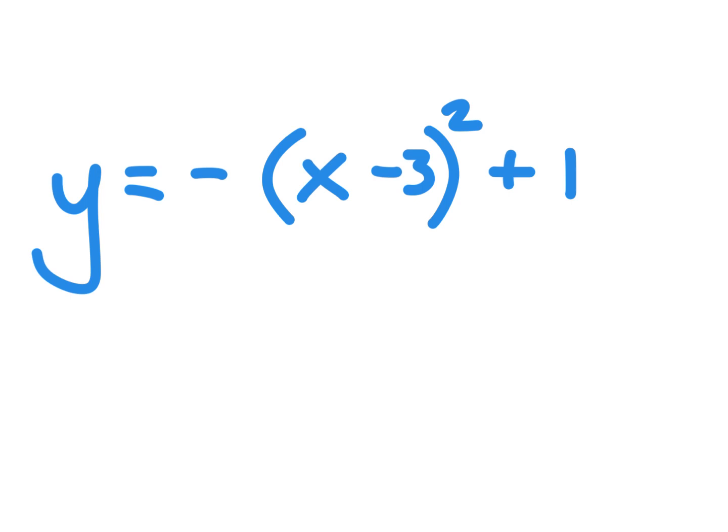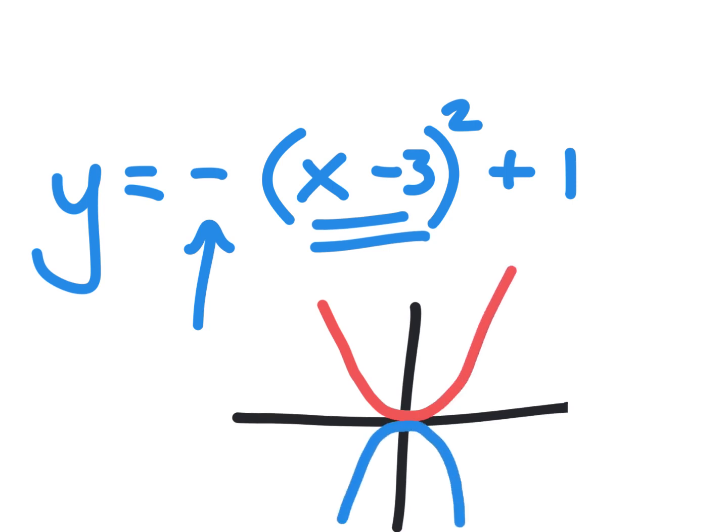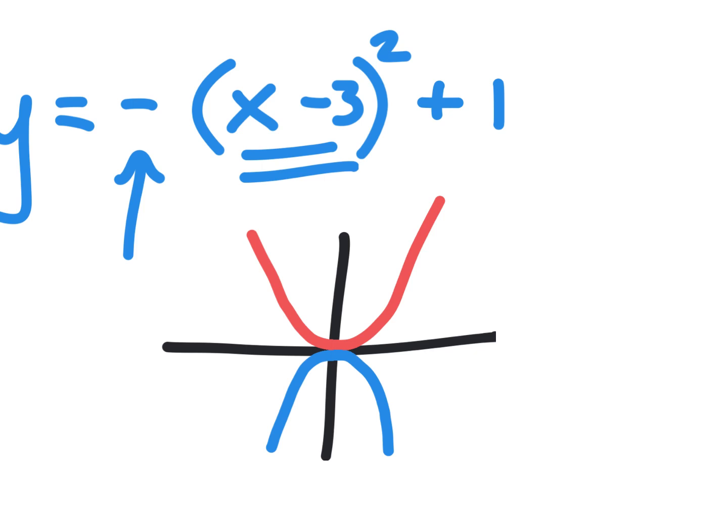In my opinion, I would probably flip it first. You could move it to the right first. That's legal. But I would probably flip it first, and then I'd move it to the right, and then I'd move it up. Parabola normal. Parabola flipped. Parabola flipped and moved to the right. Parabola flipped and moved to the right and moved up 1. Final answer is like the yellow one.